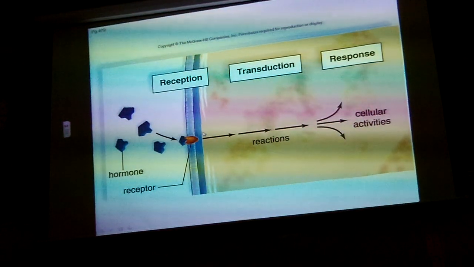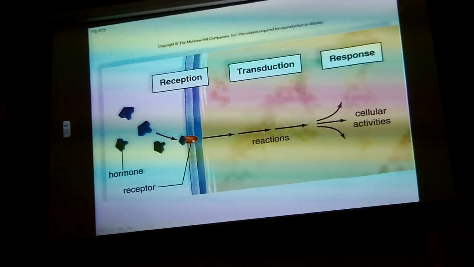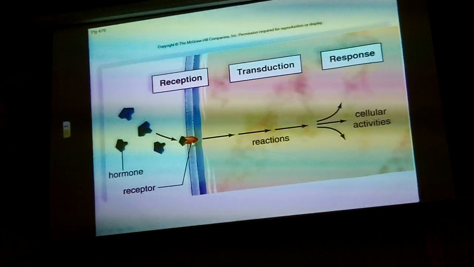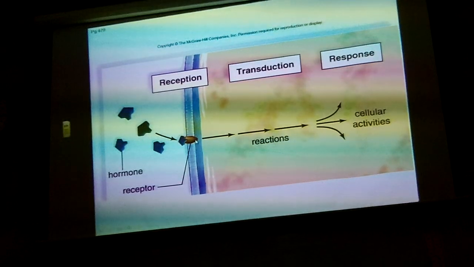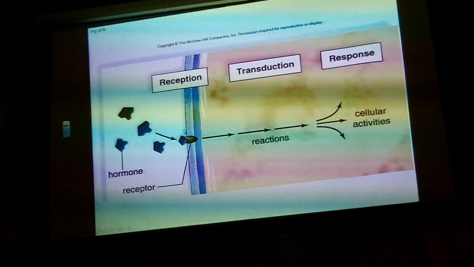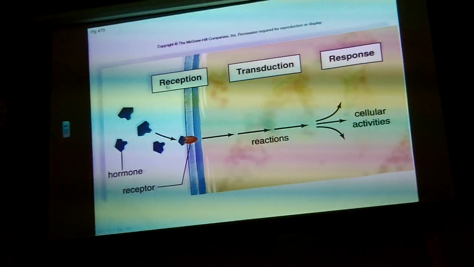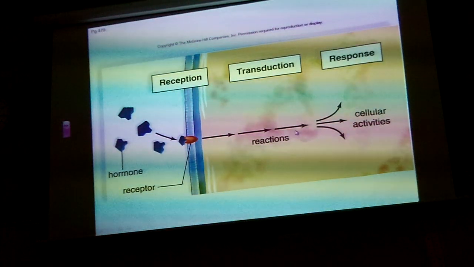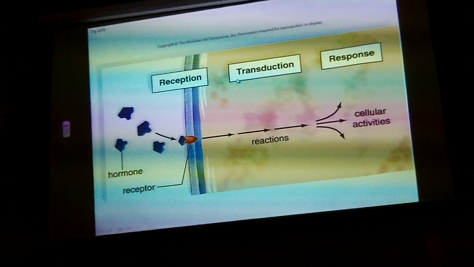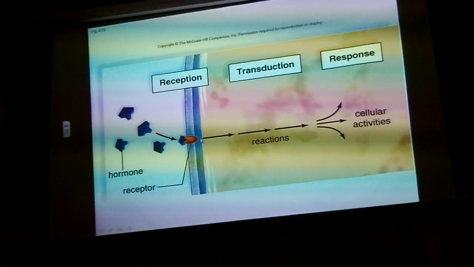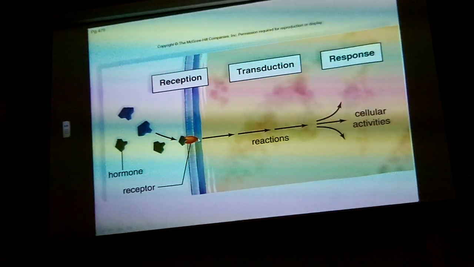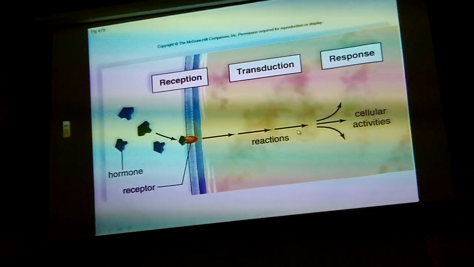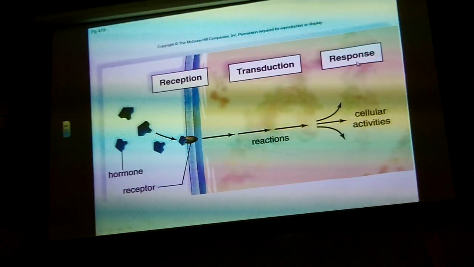Can you guess what kind of molecule that receptor on the surface of the cell is? Protein. It's a protein. When that protein picks up that hormone, that's called reception. And then something occurs in response to that. The transduction part is the mechanism that leads to the response.